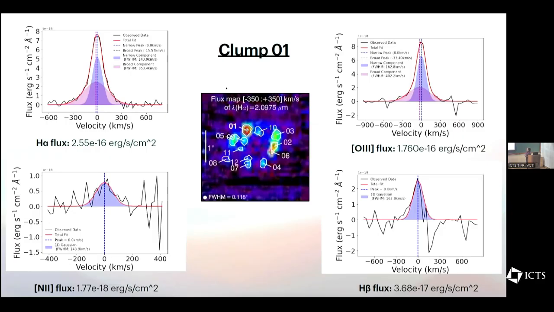And for these clumps, in clump 1 H alpha was already detected, but we also detected H beta as well, and this is the only clump where we detected N2 as well.